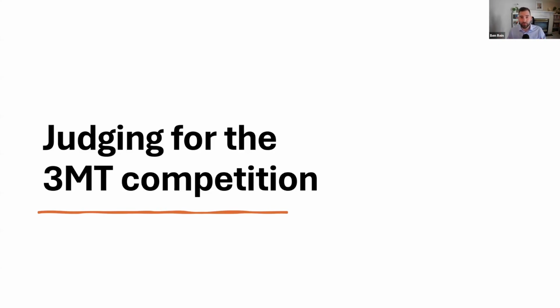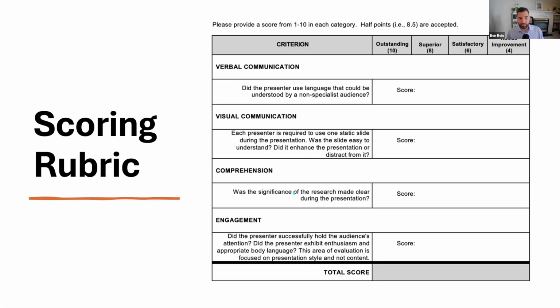This video will be pretty short, about 10 minutes, and I'm just going to walk you through sort of expectations and the rubric. So first off, here's the rubric. This is the actual rubric that you will be using. It's broken down into 4 components: verbal communication, visual communication, comprehension, and engagement.